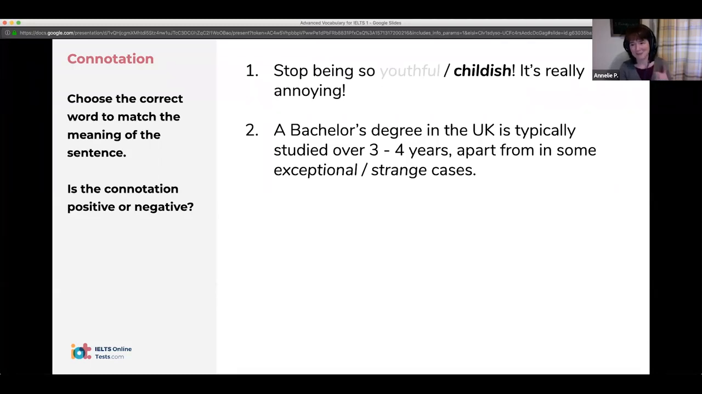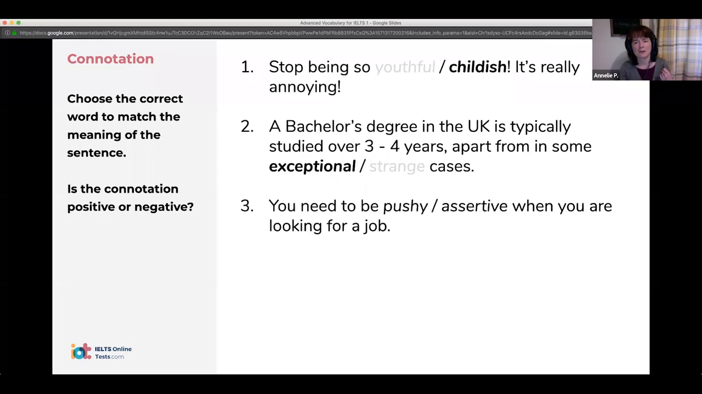Jennifer's doing some amazing vocabulary here. Yes, definitely we need to use exceptional. It's not a negative meaning. So we've definitely got a positive word that we're using there. Okay, what about the next one? Okay, very good. So again, assertive would be a complimentary thing to say. It would be a positive thing to say, but pushy has a very, very negative connotation. Okay, very negative indeed.